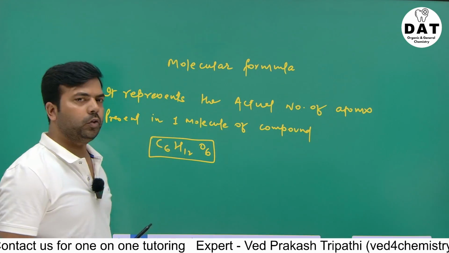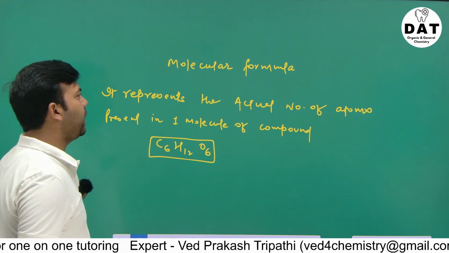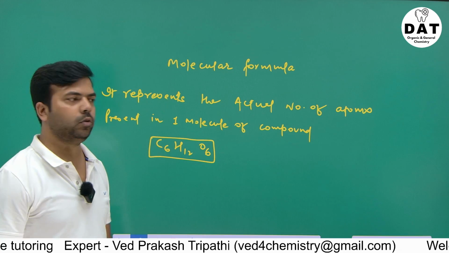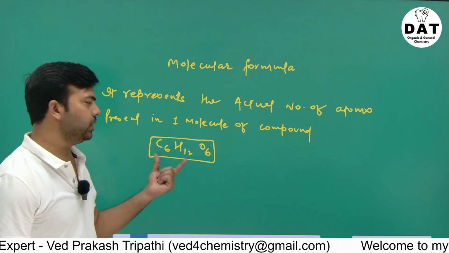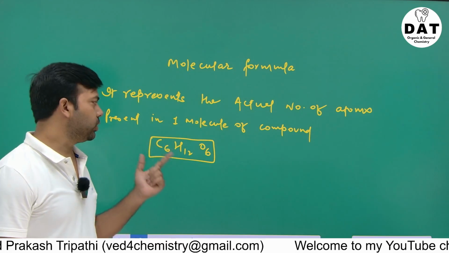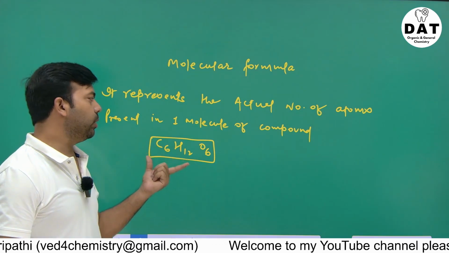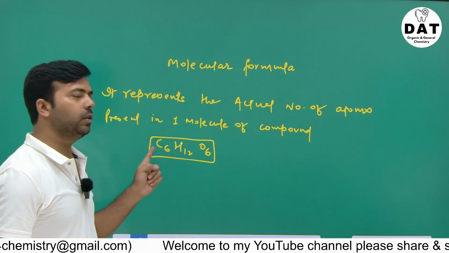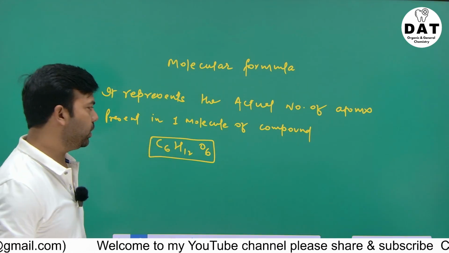First we are going to define the molecular formula. It represents the actual number of atoms present in one molecule of a compound. Suppose we have a molecule of glucose, which is C6H12O6. You can see carbon is 6, hydrogen is 12 and oxygen is 6. This is the actual number of atoms, so this is called the molecular formula.